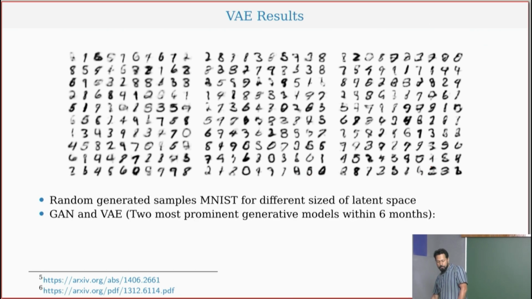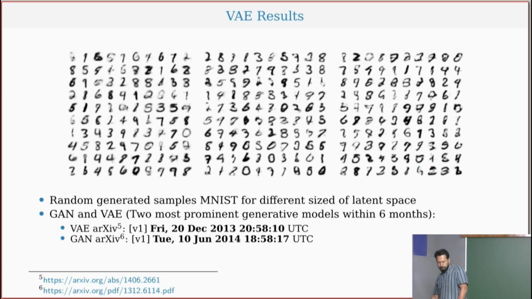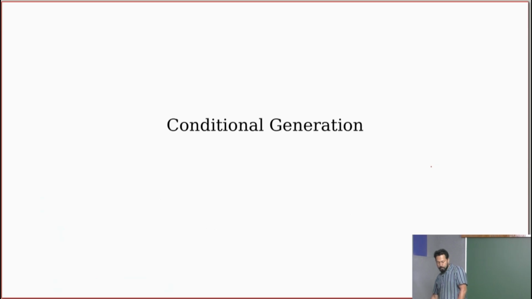So GAN and VAE were the two most prominent generative models, and they came within 6 months. These were the dates of arXiv submissions: VAE on 20 December 2013 and GAN on 10th of June 2014. So it's virtually within 6 months.